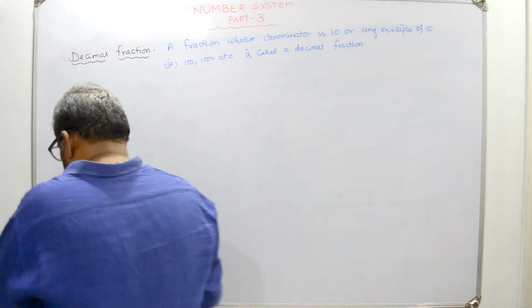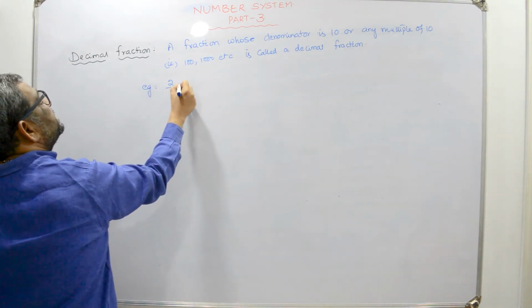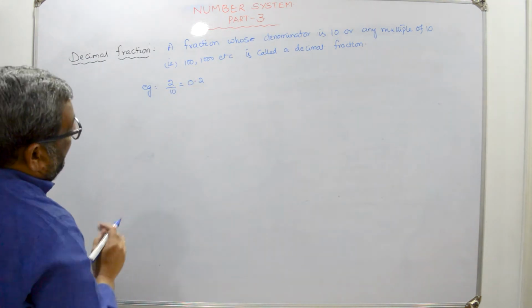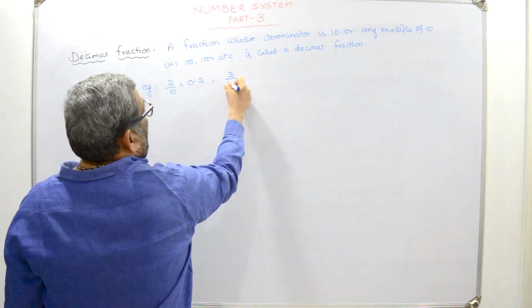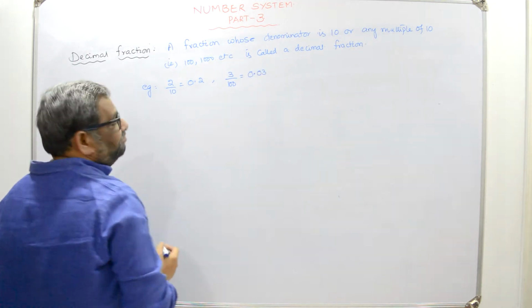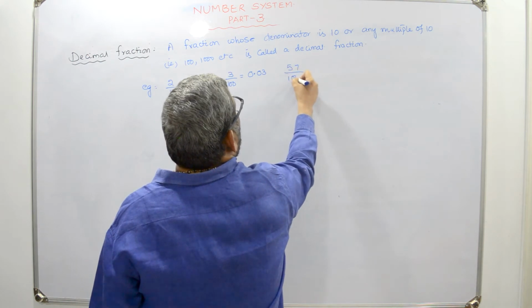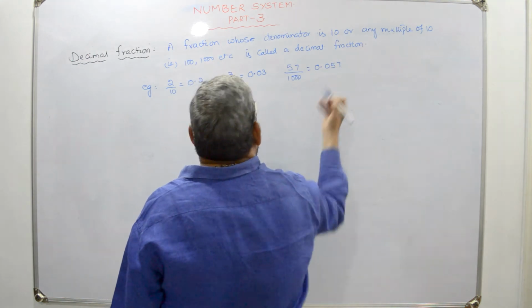Now you see example, 2 by 10. This can be written as 0.2. You can take 3 by 100. You can write 0.03. 57 by, for example, 1000. This can be written as 0.057.